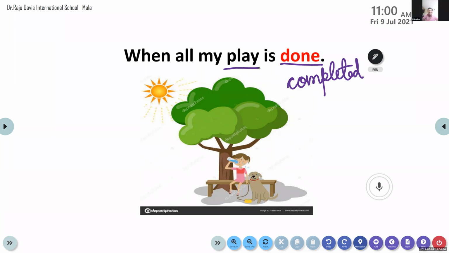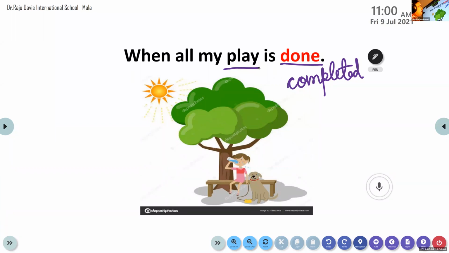So, my dear students, tell me, when does the child come and sit under the tree? Think and tell me the answer. When all her play is done. Yes, very good. When she is done with all her play, she feels tired, and at that time she comes and sits under the tree.